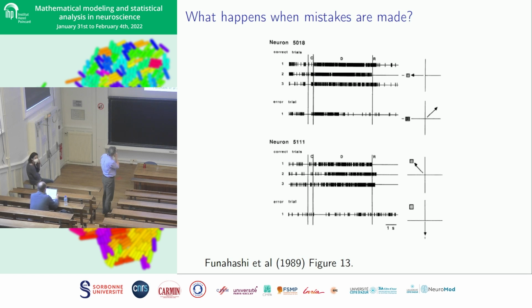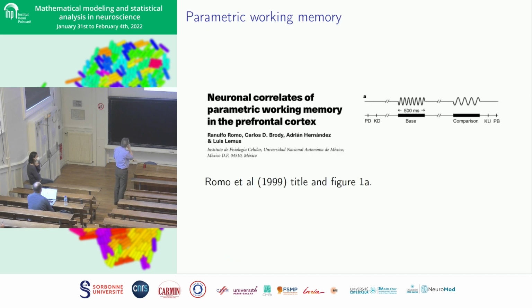In that case, the activity doesn't appear at the right time, and when the signal comes, the monkey moves the eyes to the south. So there seems to be a link between this sustained activity and the fact that the monkey remembers properly where the target is. And that's what we want, if we want to construct a model that can reproduce this kind of sustained activity with simple dynamics for the neurons and simple connection patterns.